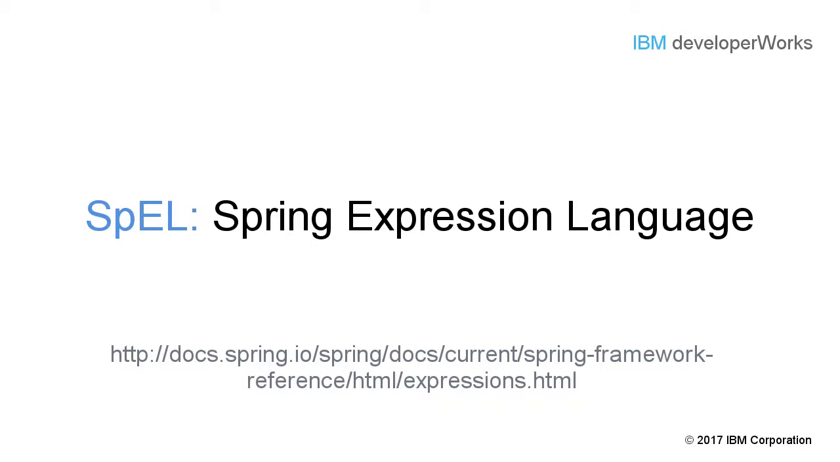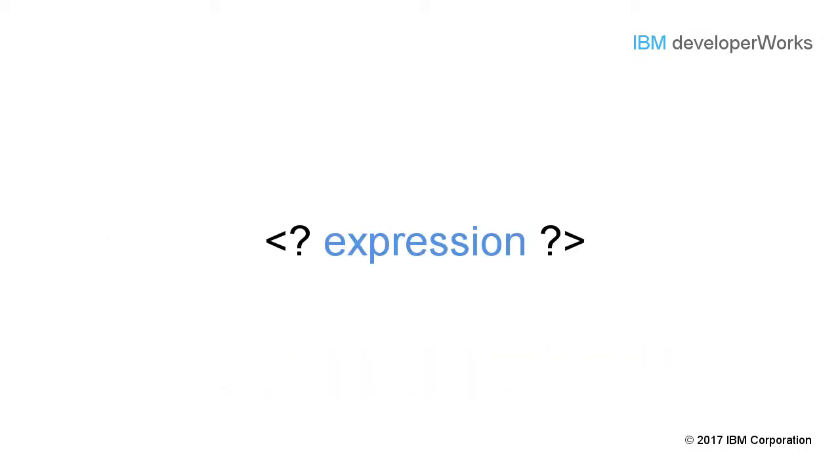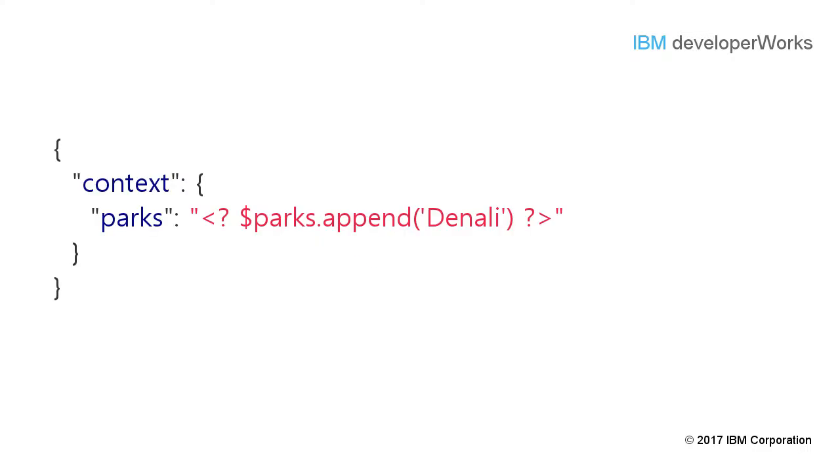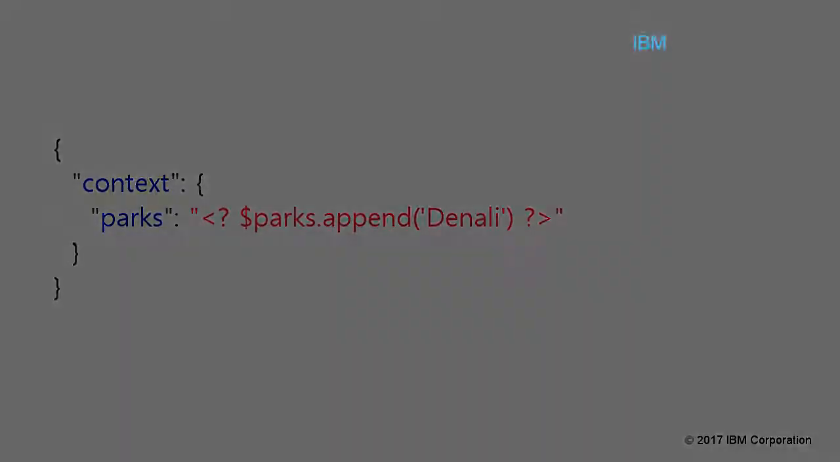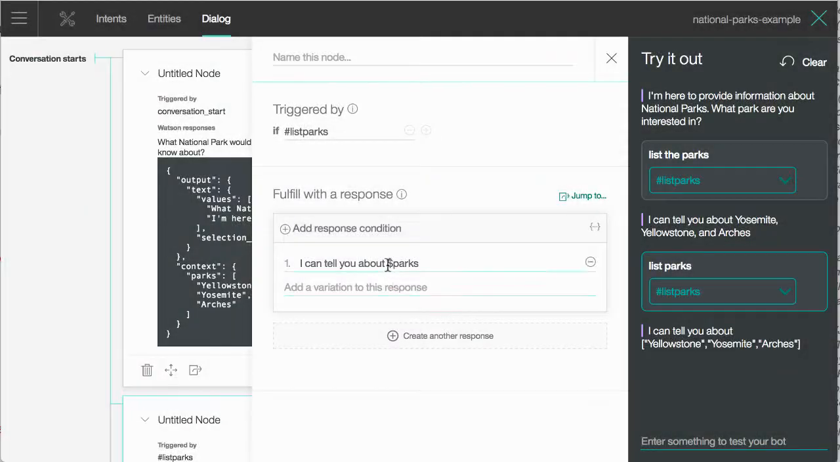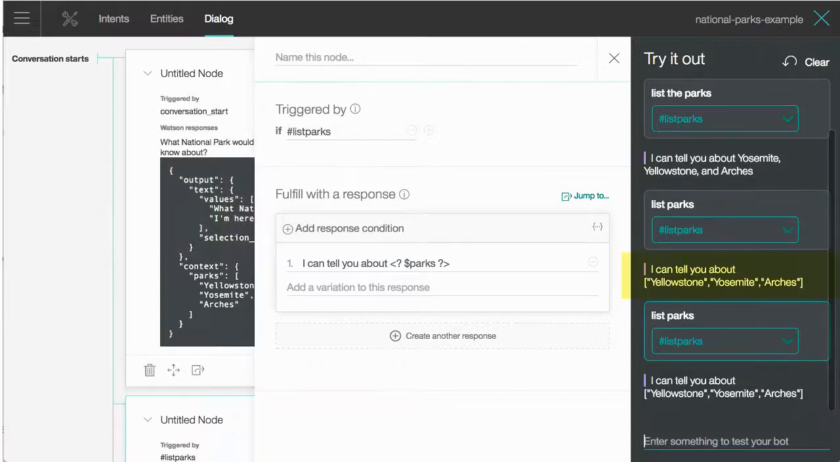The Watson Conversation Service provides support for the Spring expression language, and we can use this language when creating conditions and responses. To embed a complex expression in a response, we can use this syntax. And as an example, here we use the Spring expression language to append Denali to our array of parks. Let's now see how we can use an expression to clean up our response. Let's use the long-form expression syntax here, and we'll see that this does exactly the same thing.